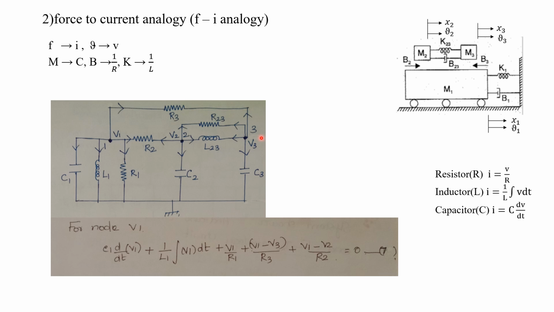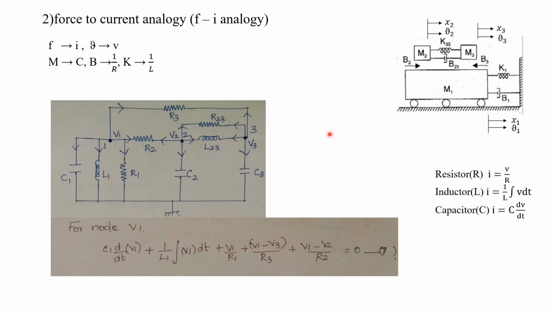Now, are there any other elements for this mass M2? This B2 is already connected, isn't it, while drawing the diagram for this mass M1. In between M1 and M2 there will be a B2. B corresponds to R. It is already connected, so no need to connect it again. So in this way we can connect each and every element for this mass M2.